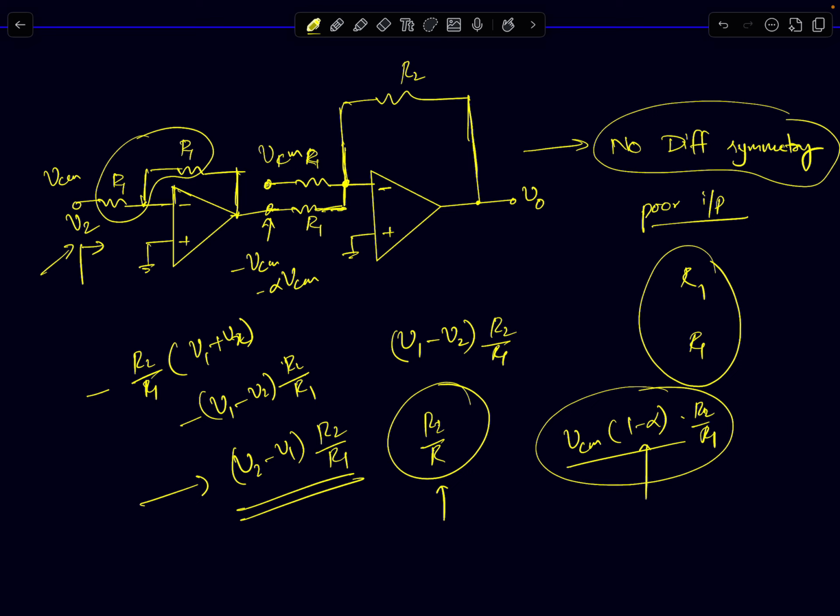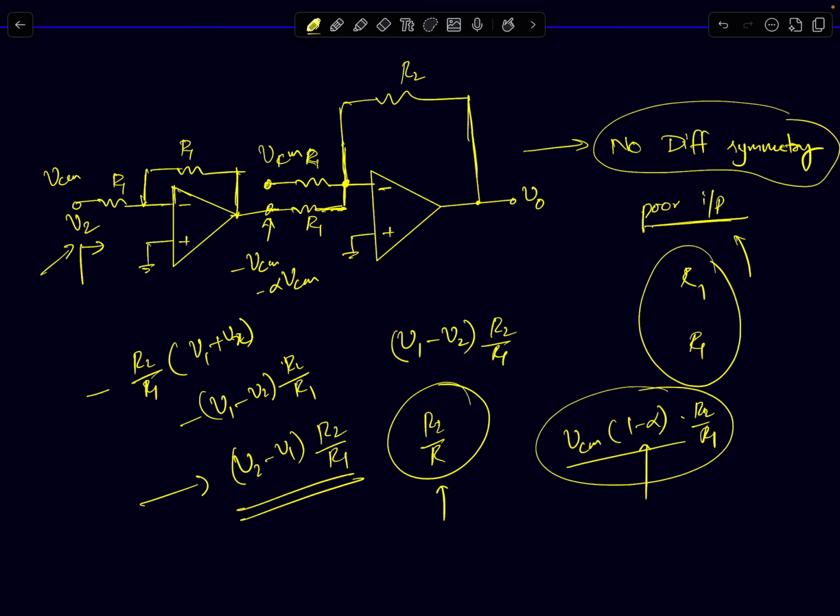So it's not purely differentially symmetric. That itself rules it out. If you need high CMRR, it should have some differential symmetry for both the input signals. Second thing, the circuit has poor input impedance to begin with. That's another big red flag. That's also not great for it to be used as an instrumentation amplifier.